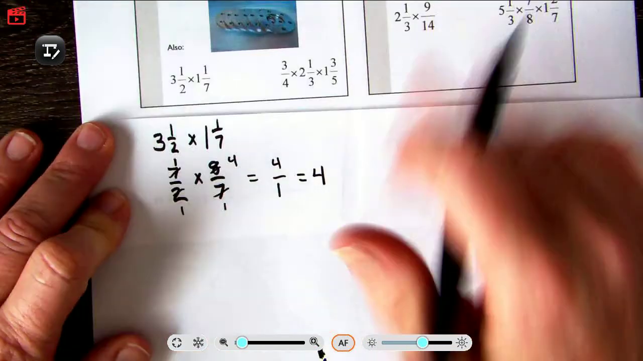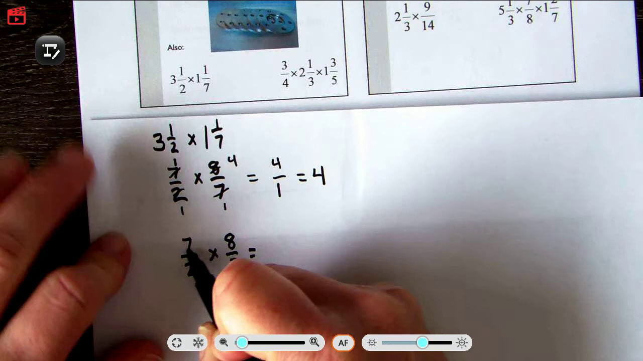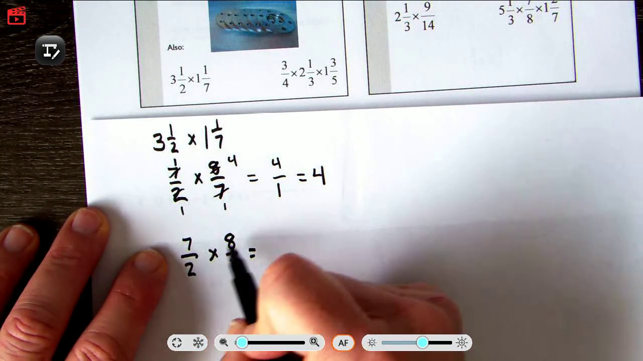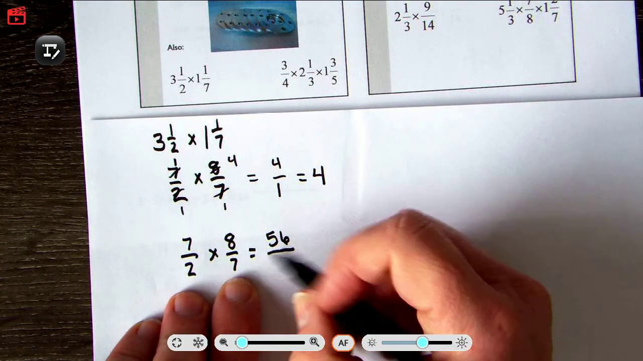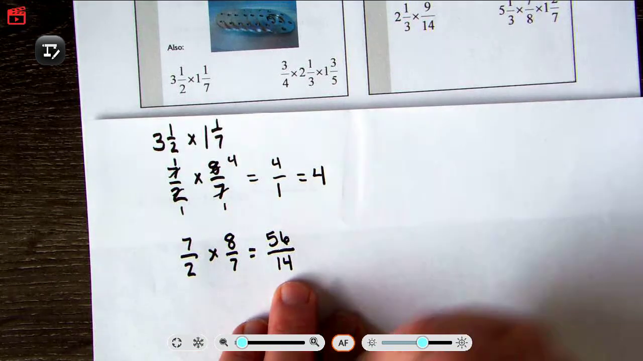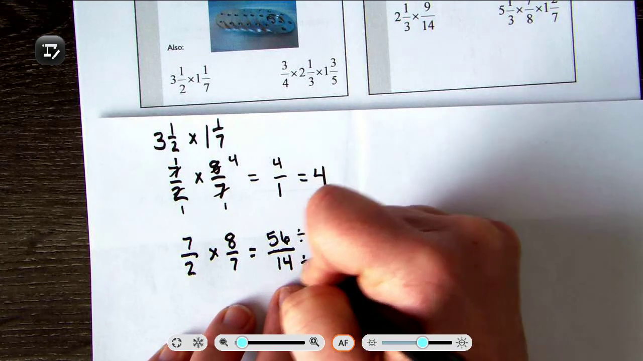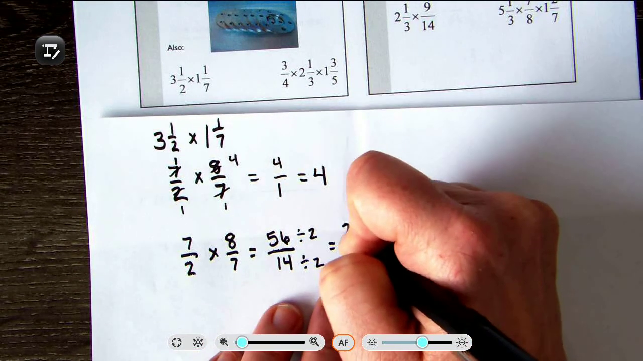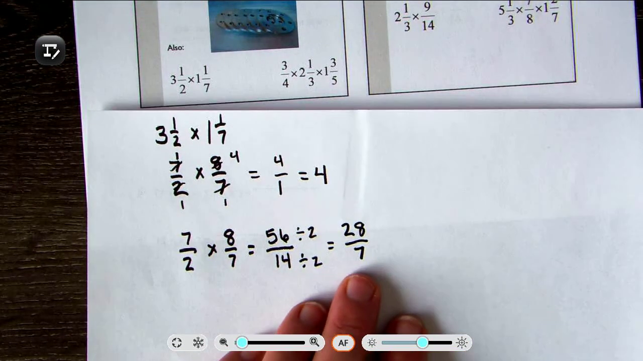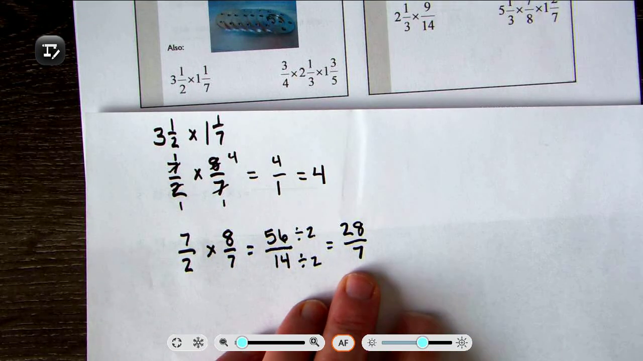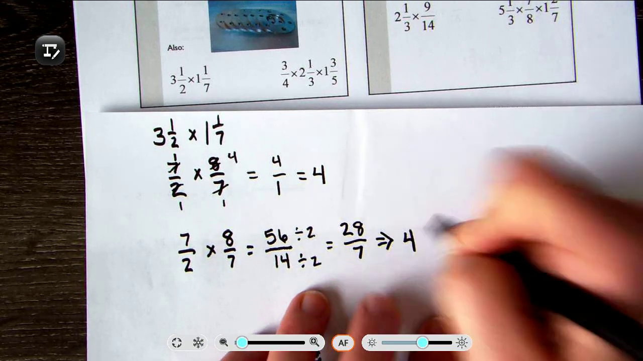If I had not seen the reducing to begin with, multiplying across the top, 8 times 7 is 56. Multiplying across the bottom is 14. You may not have seen that there was a 7 in both, but you would have seen that they were even, so we can divide that 2 out. This gives me 28 over 7. And now hopefully you realize this is improper, so we would change it to a mixed number, or realize that there's a 7 in both. Either way, you would eventually get that 4.